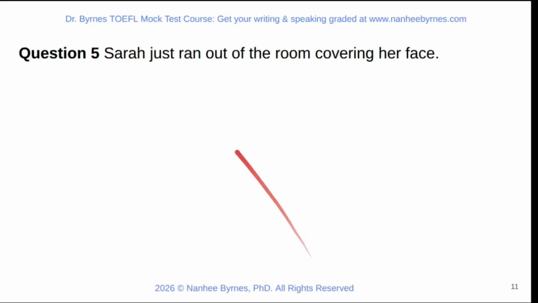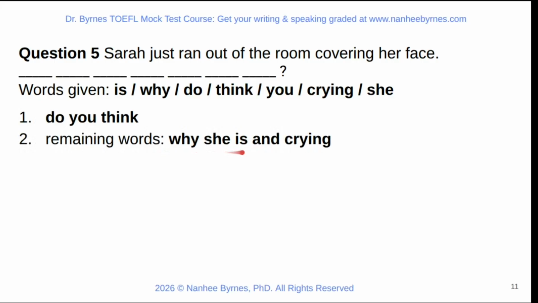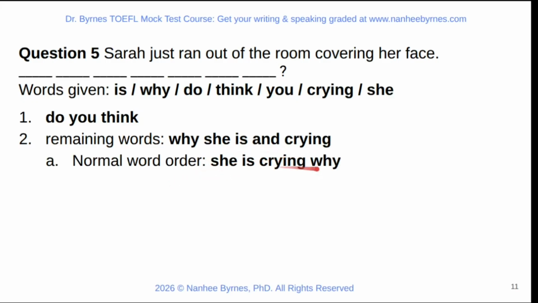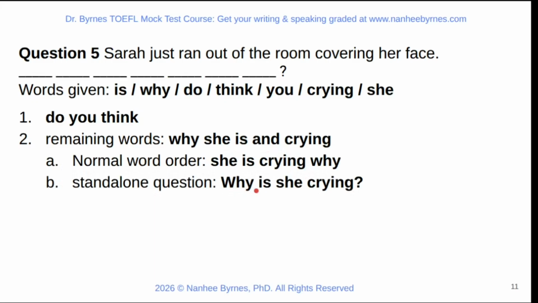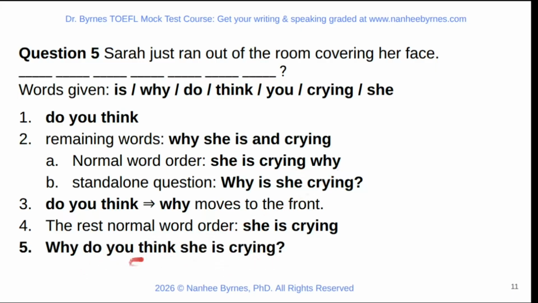Question 5. Sarah just ran out of the room covering her face. Words given: is, why, do, think, you, crying, she, question mark. First we have do you think. The remaining words are why, she, is, and crying. Normal word order would be she is crying why. As a standalone question, the order is why is she crying? When we combine it with do you think, why moves to the front. The rest of the sentence follows normal word order, she is crying. The final answer is, why do you think she is crying?